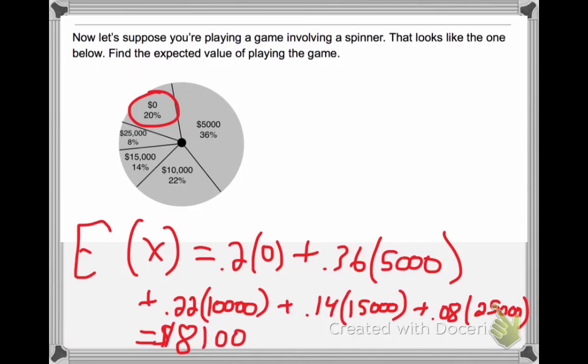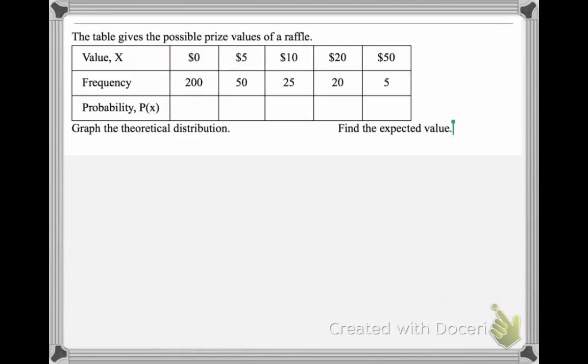Okay, so once again, take the probability, multiply by the amount of money if you win that, or if the spinner lands in that section. All right, we have one more example. In this one, you're given a table of values, and it's a frequency table. So what you have to do in this one is figure out all of the probabilities, similar to number 1. So we're going to do that now.